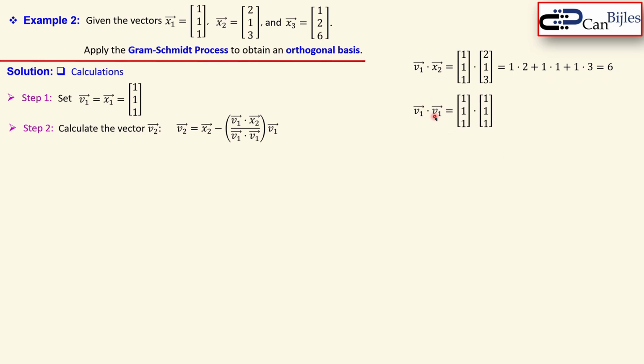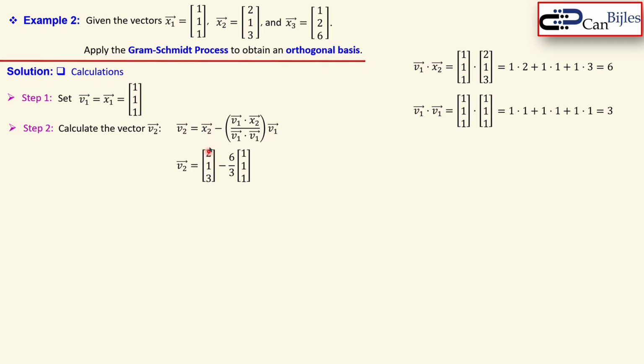The other one, v1 dot product with v1 itself. So this is again very simple, 1 times 1 plus 1 times 1 plus 1 times 1, which is 1 plus 1 plus 1 is 3. Now we need to substitute in here, so 6 over 3, which is then 2 times this vector v1.